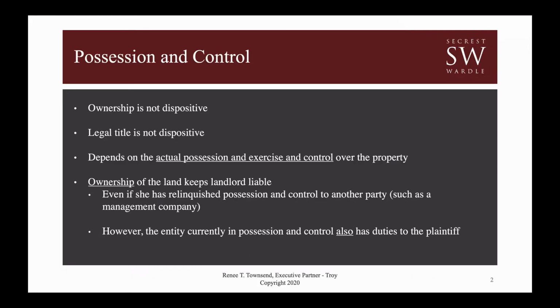When we talk about premises liability, we're often talking about landowners, but the term landowner is kind of misleading because a landowner is not the only person who may be liable in a premises liability case. So we need to get a little bit of this background before we can talk about the things that are specific to landlords. The real issue in a premises liability case is possession and control of the subject property. Normally, the only proper defendant in a premises liability case is the entity that had possession and control over the property. So ownership is not dispositive, legal title is not dispositive. Liability depends on the actual possession and exercise of control over the property.